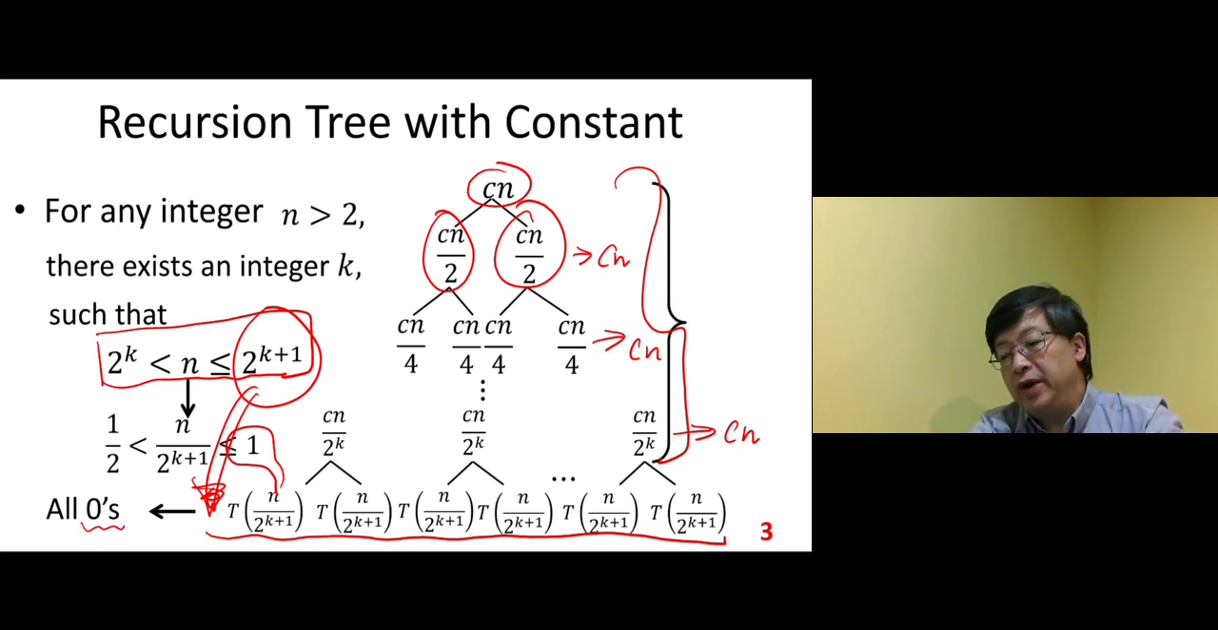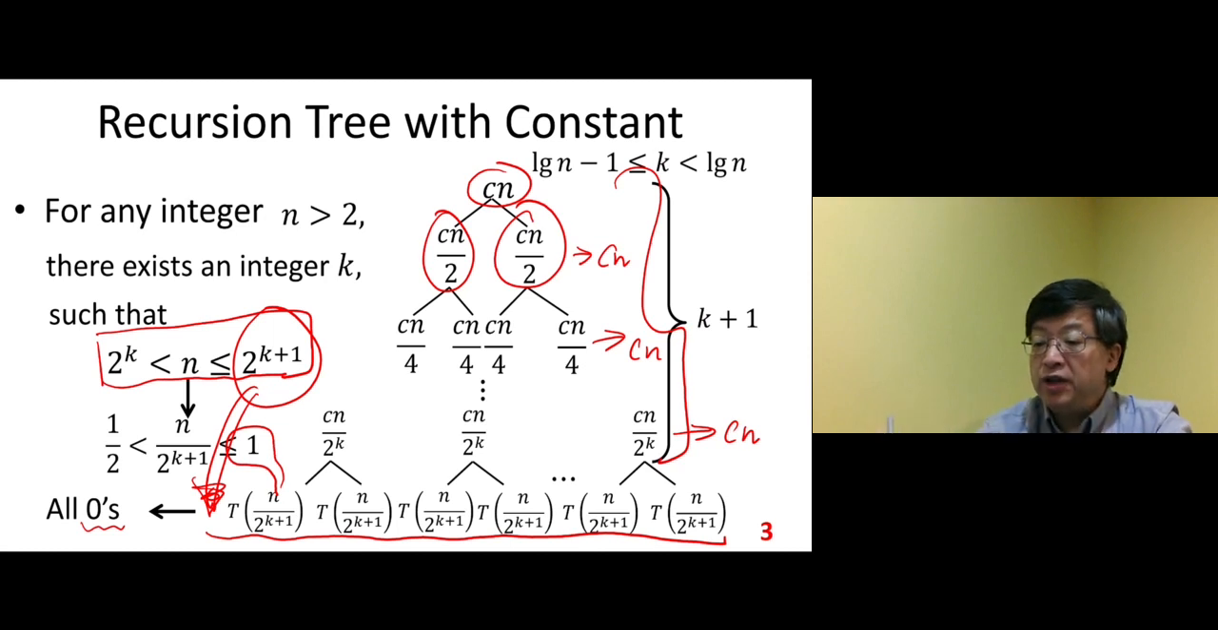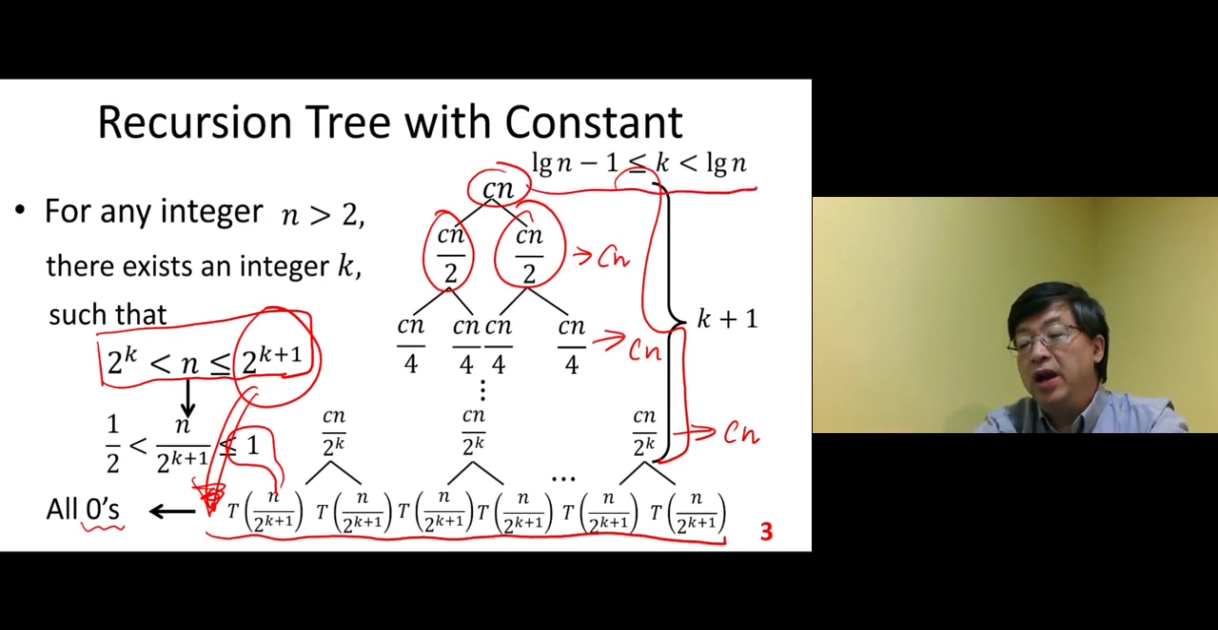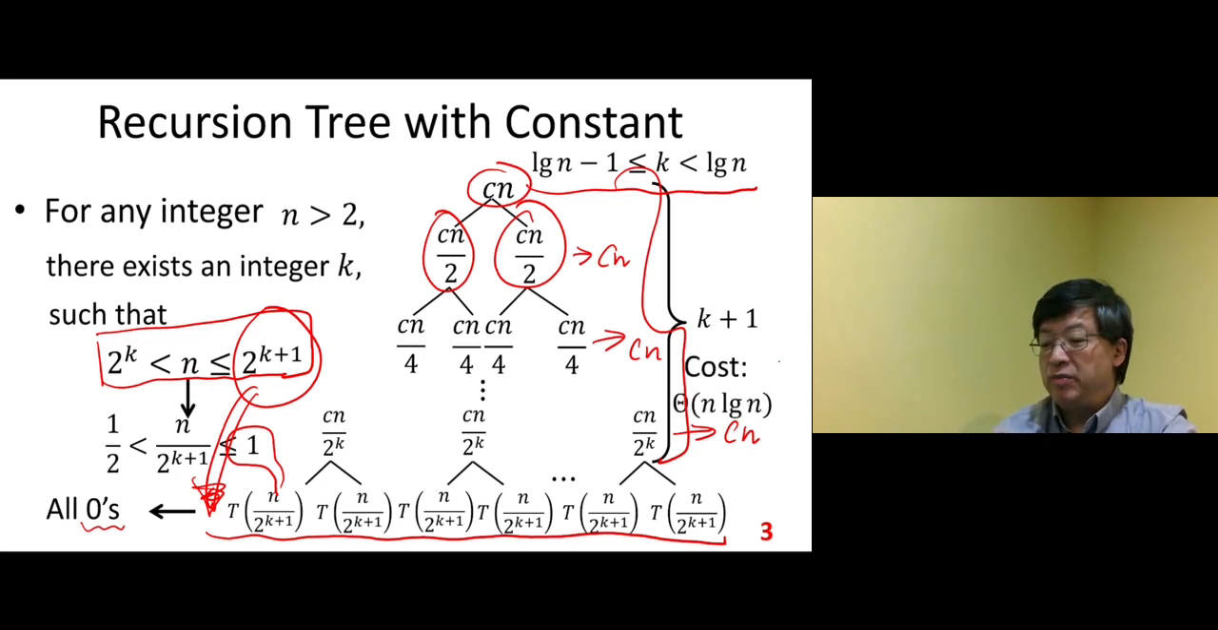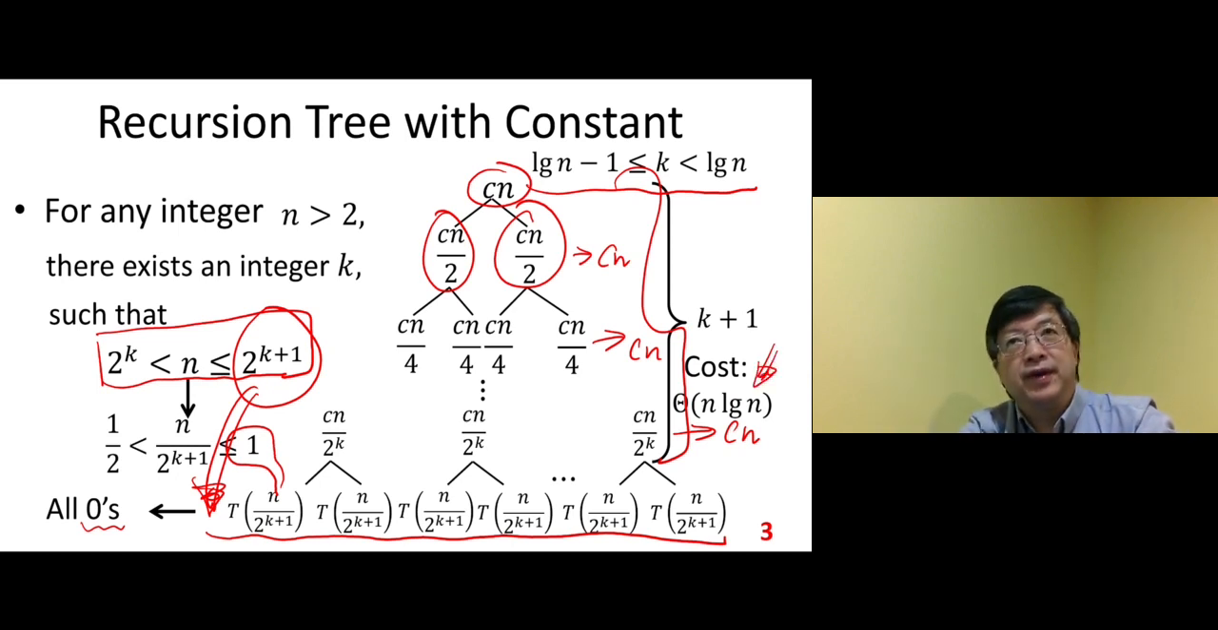How many levels do we have? K plus 1. And the K is approximately log base 2 of n. So then the cost estimate is big theta of n log n. So that's the best case.